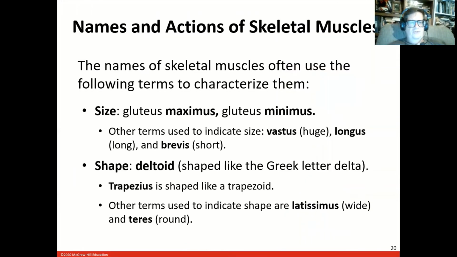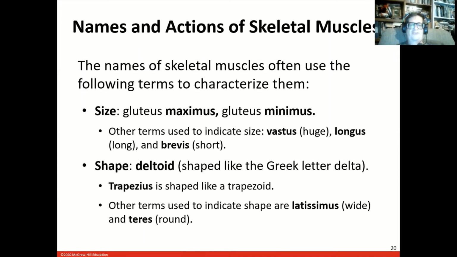Let's go ahead and move on. All right, names of skeletal muscles. It says names often use the following terms to characterize them. You could talk about how big it is. Maximus means it's the maximum size one. Minimus means it's the little one. Vastus means it's vast, it's huge. Longus, it's long. Brevis, it's short. They're straightforward. Brief.